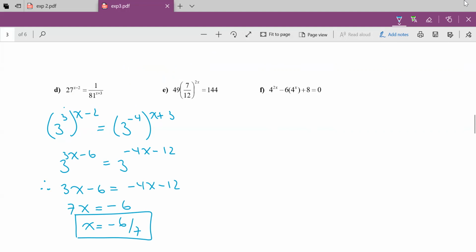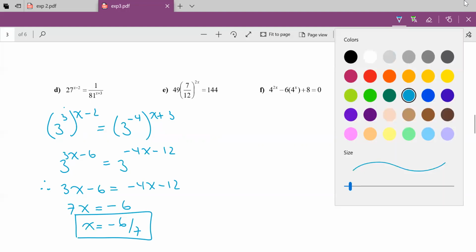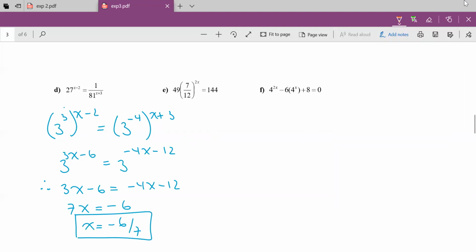All right. E. Well, on E, again, I'm going to say to myself, my bases aren't the same. Why do they do this to me? And I also notice this is 49 here. So what I'm going to do right off the bat is divide both sides by 49. Why I'm going to do that is I'm trying to solve for x, right? So I'm trying to get everything away from x that I can.